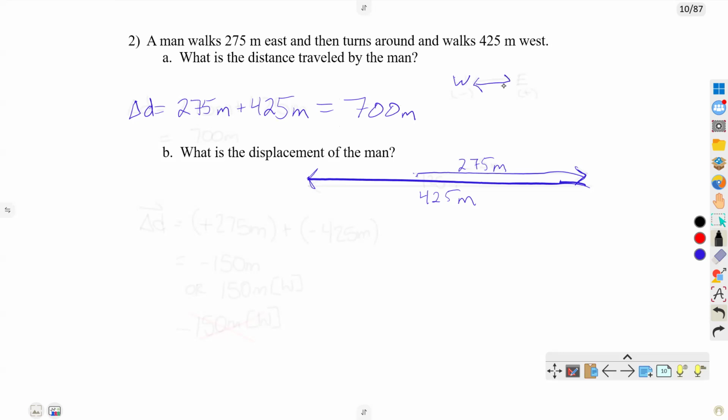Now, keep in mind that when we are looking at the displacement of the man, we need to establish and remember that east will be the positive direction and west would be the negative direction. So then how do we find the displacement? And remember, we got to put that little half arrow above it. Well, now we're going to use plus and minus signs.